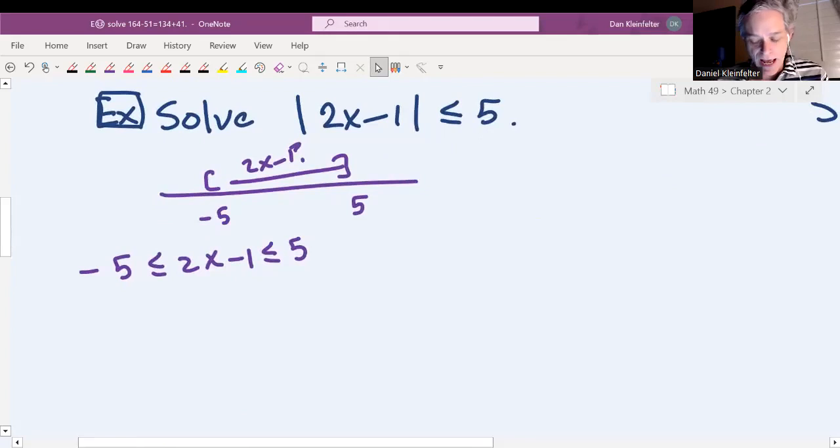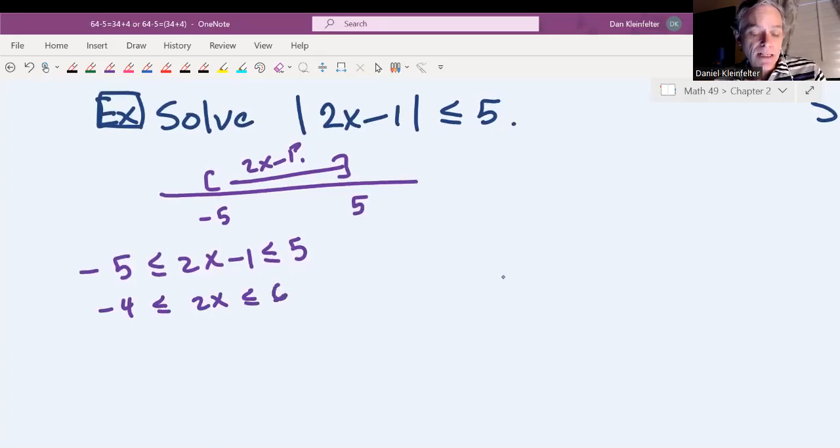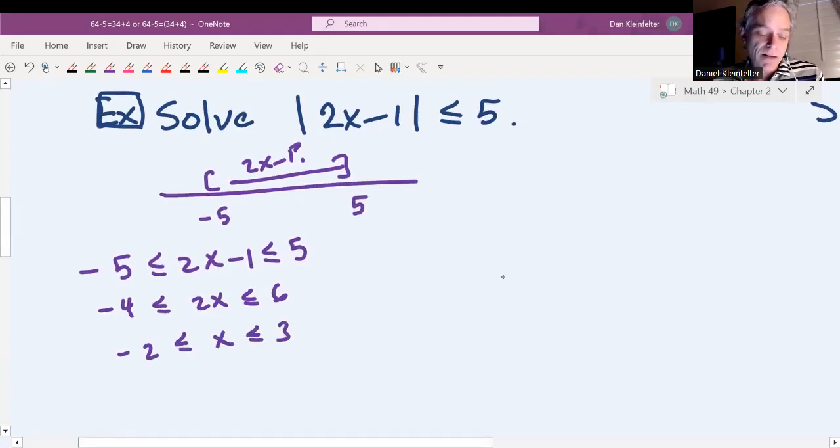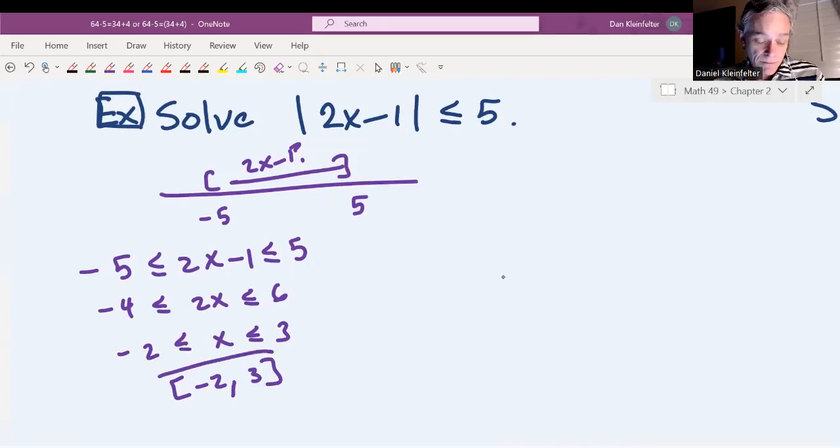We'll do that by first adding 1 to all three parts. We'll have -4 is less than or equal to 2x, less than or equal to 6. Next, we're going to go through and divide by 2. So that'll give us -2 is less than or equal to x, less than or equal to 3. In interval notation, square bracket, -2, 3. And that will do it.